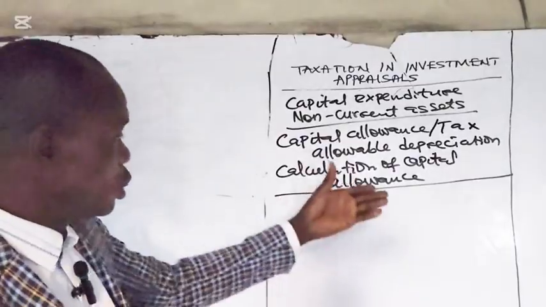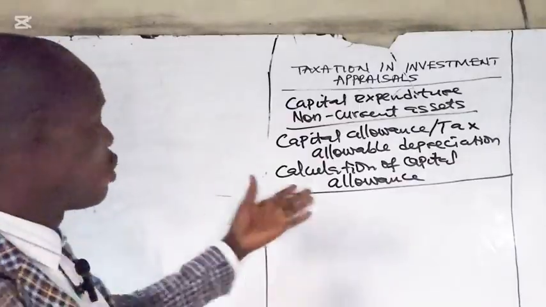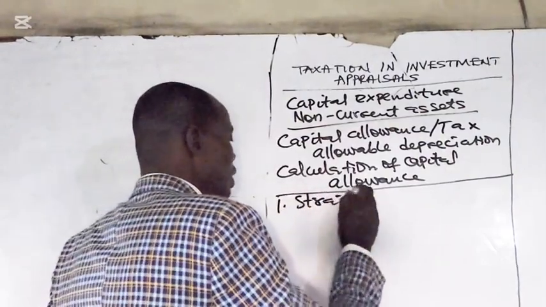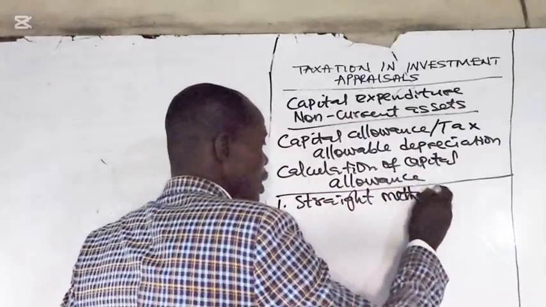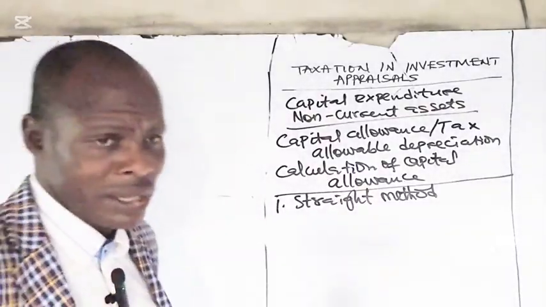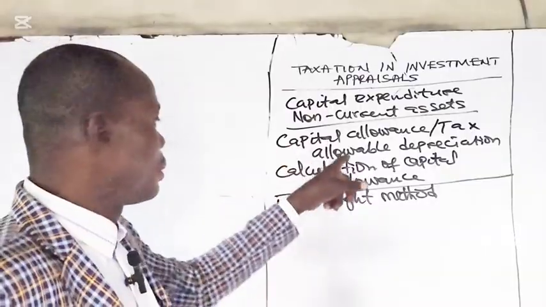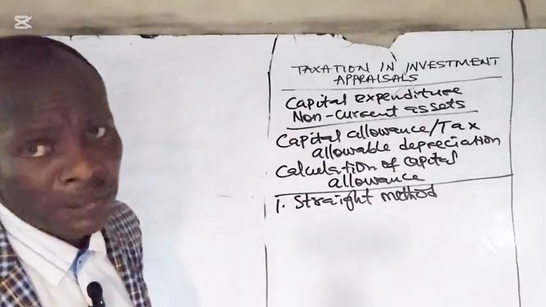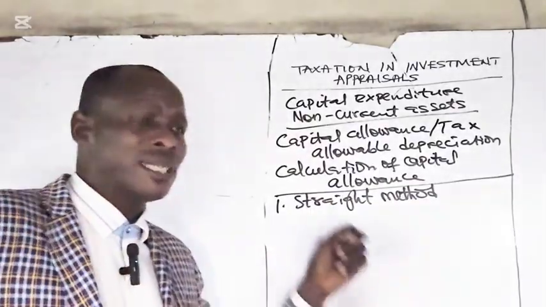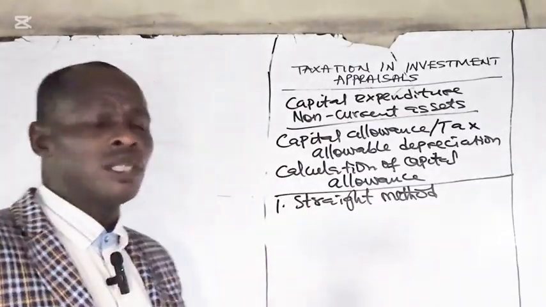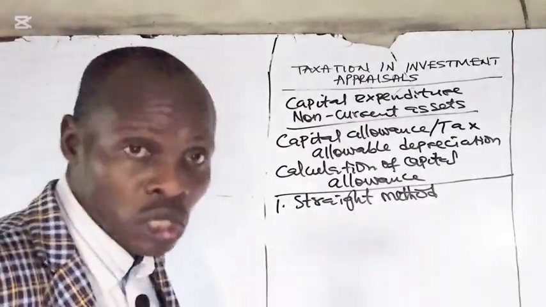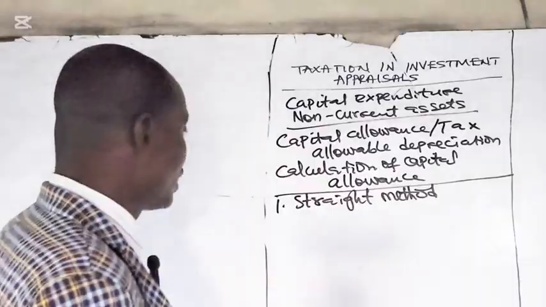So how do we calculate the so-called capital allowance? We have two ways of calculating this in taxation. Number one, we have the straight line method, or fixed installment method. Under this method, the same amount, an equal amount, is charged for tax allowable depreciation every year. It means what you have as capital allowance for year one is the same amount you will have for year 2, year 3, and other years throughout the project life.